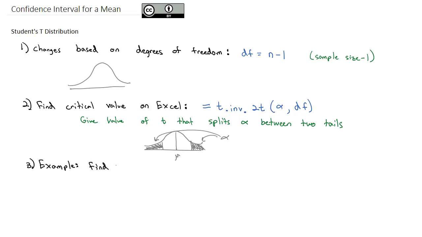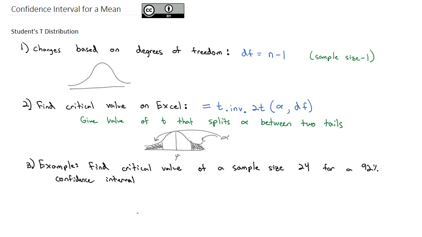We're going to find the critical value of a sample size 24 for a 92% confidence interval. So basically, we've got this confidence interval we want to put 92% in the middle. Well, if there's 92% in the middle for the confidence interval, this outside stuff is the 100% minus that. The outside stuff together is 8%, or 0.08.